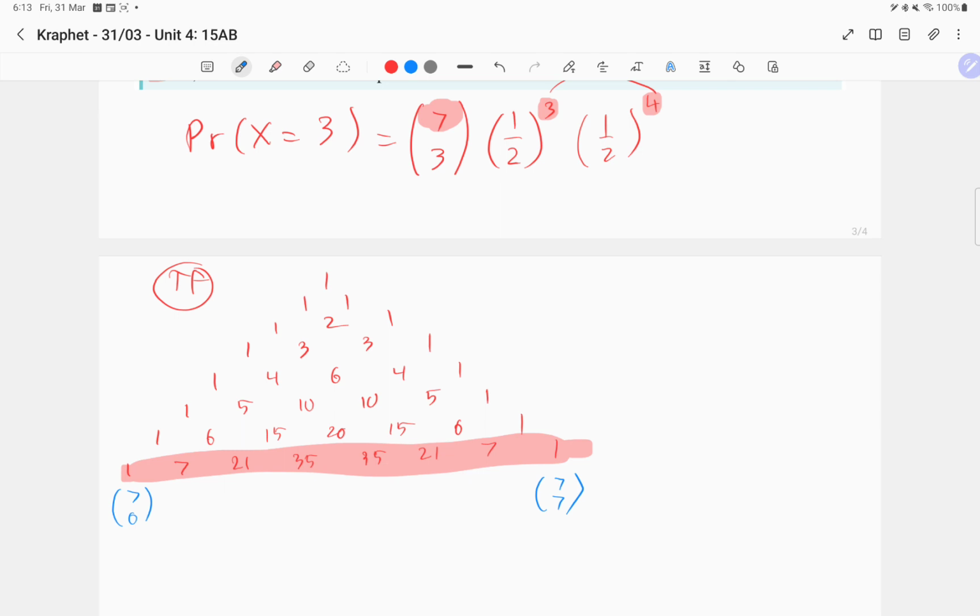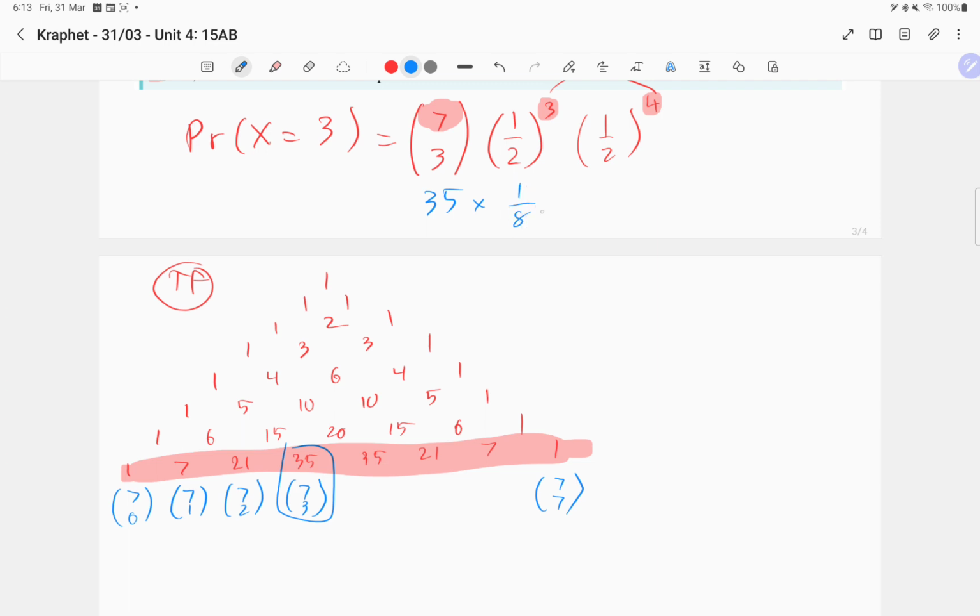That's 35. So this would be 7 choose 1, 7 choose 2, 7 choose 3. So this is the one that we want. So the answer is there are 35 ways of doing that.